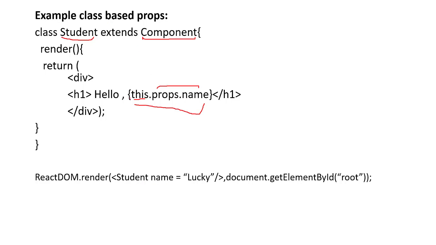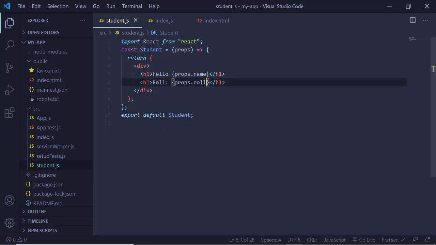If you want to access this.props.name, then you have to give attributes in the JSX, in the render method, so that this will be displayed with this.props.name. Then you will get here, hello lucky. Output. Let's see the example of class based component. Go to your editor. Go to your student.js file.